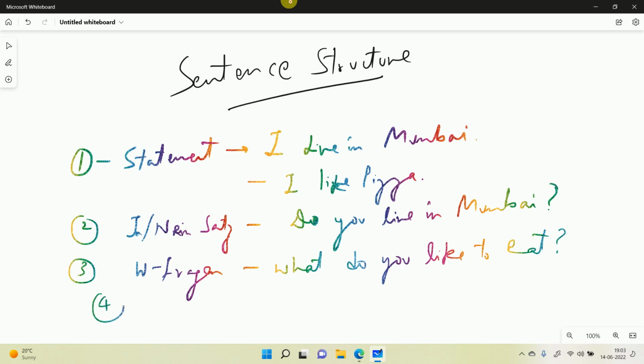And the vierte ist, we call it imperative. Imperative means when you order something, when you tell somebody else to do something. So the example would be, please give.